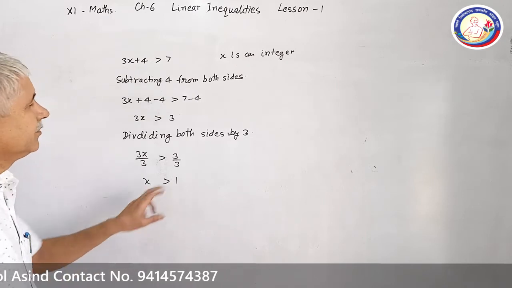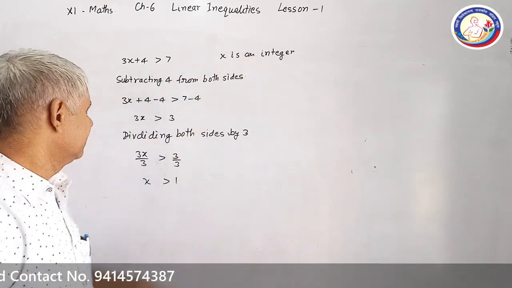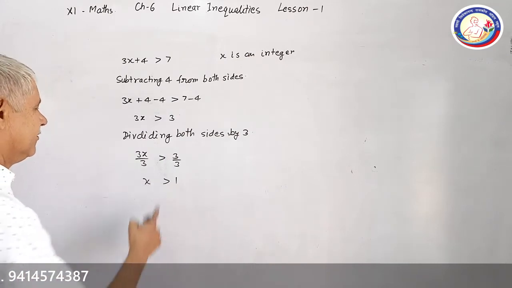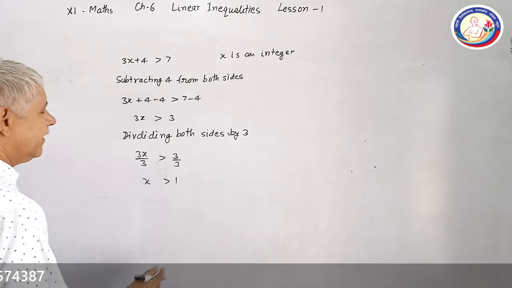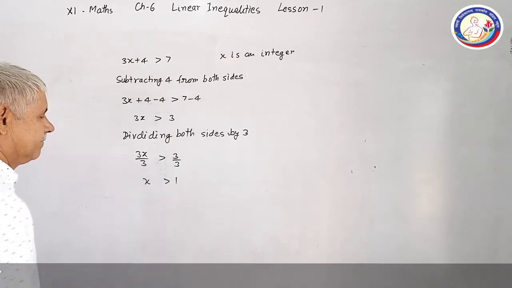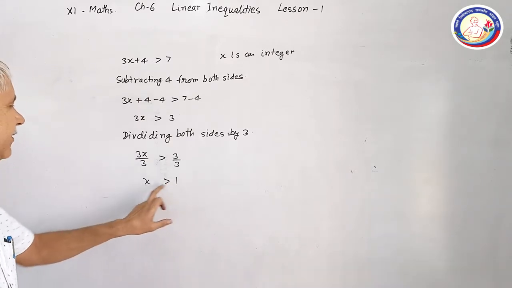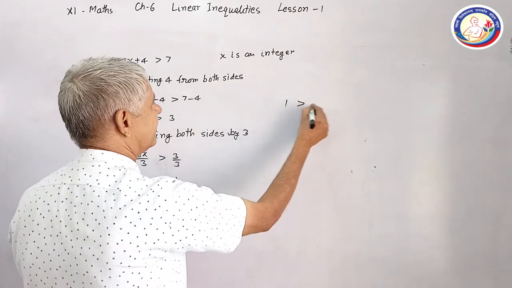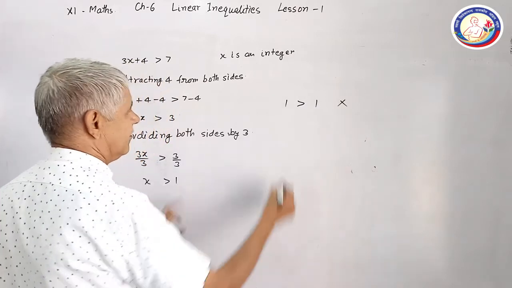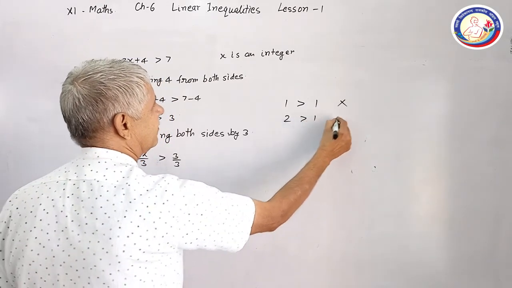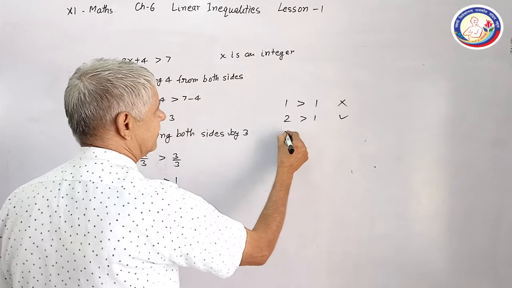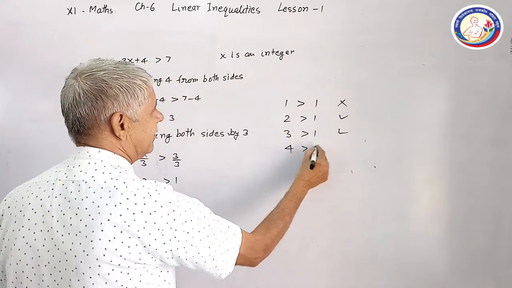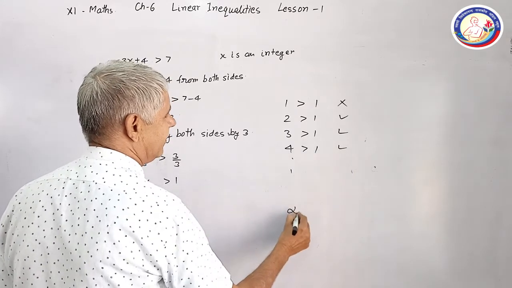We have to choose integers which are greater than 1. So if we take x equal to 1, 1 is greater than 1, wrong. 2 is greater than 1, yes, right. 3 is greater than 1, right. 4 is greater than 1, right, and so on up to infinite.